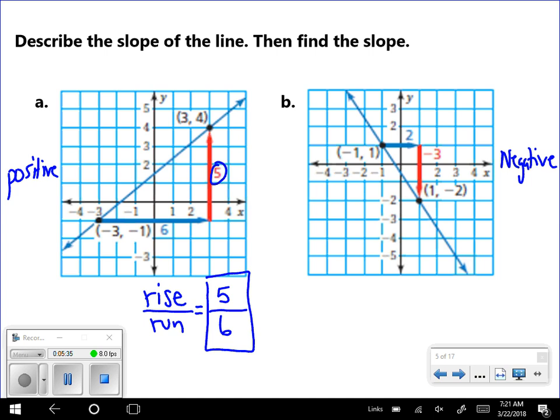Our rise is a little bit of a different story because now we're falling, so it's not necessarily a rise, but essentially we can still look at it that way. We're going to count how much we moved down in this case. 1, 2, 3. We moved down 3, so that's going to be a negative 3, over how many we moved over. 1, 2. It's going to be 2. So our slope is negative 3/2. So again, pretty steep.